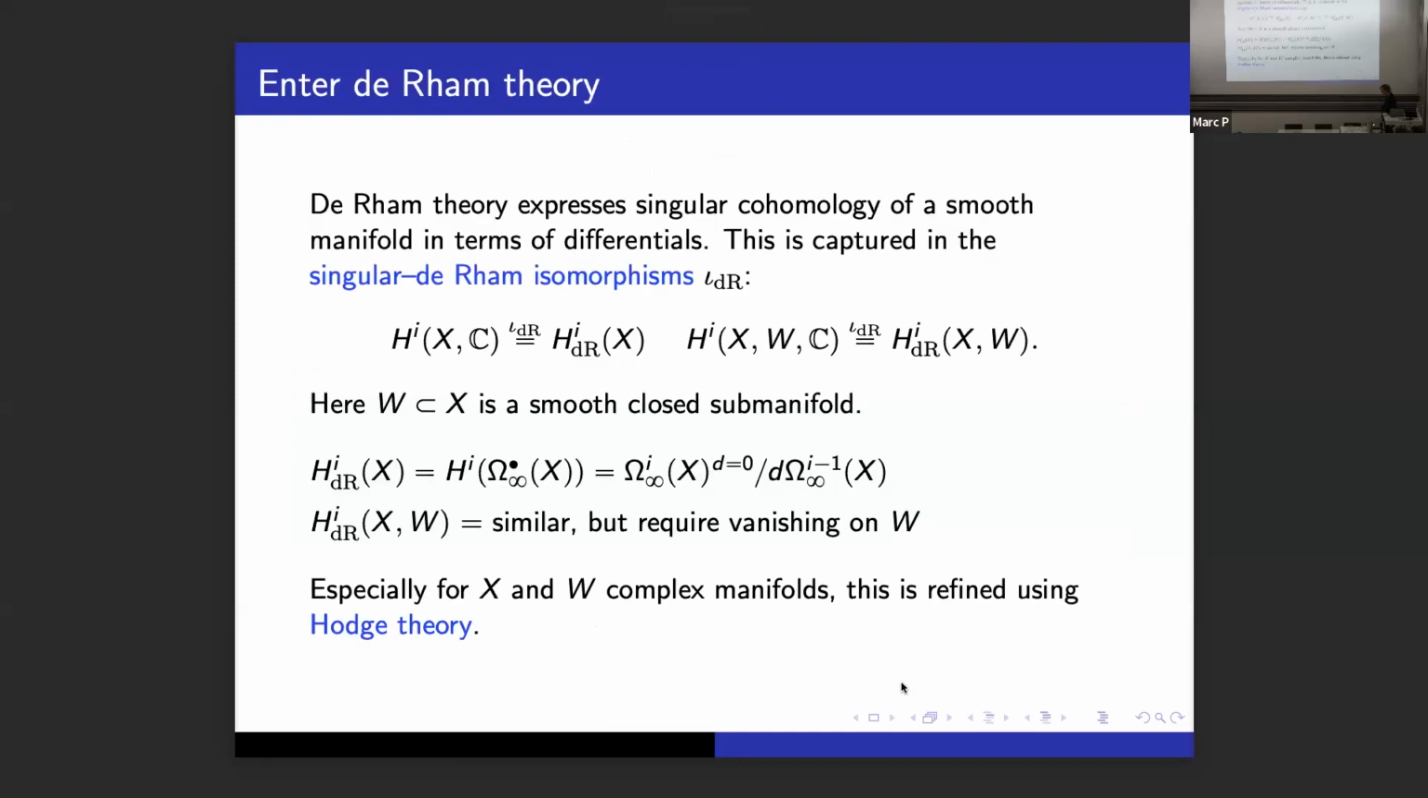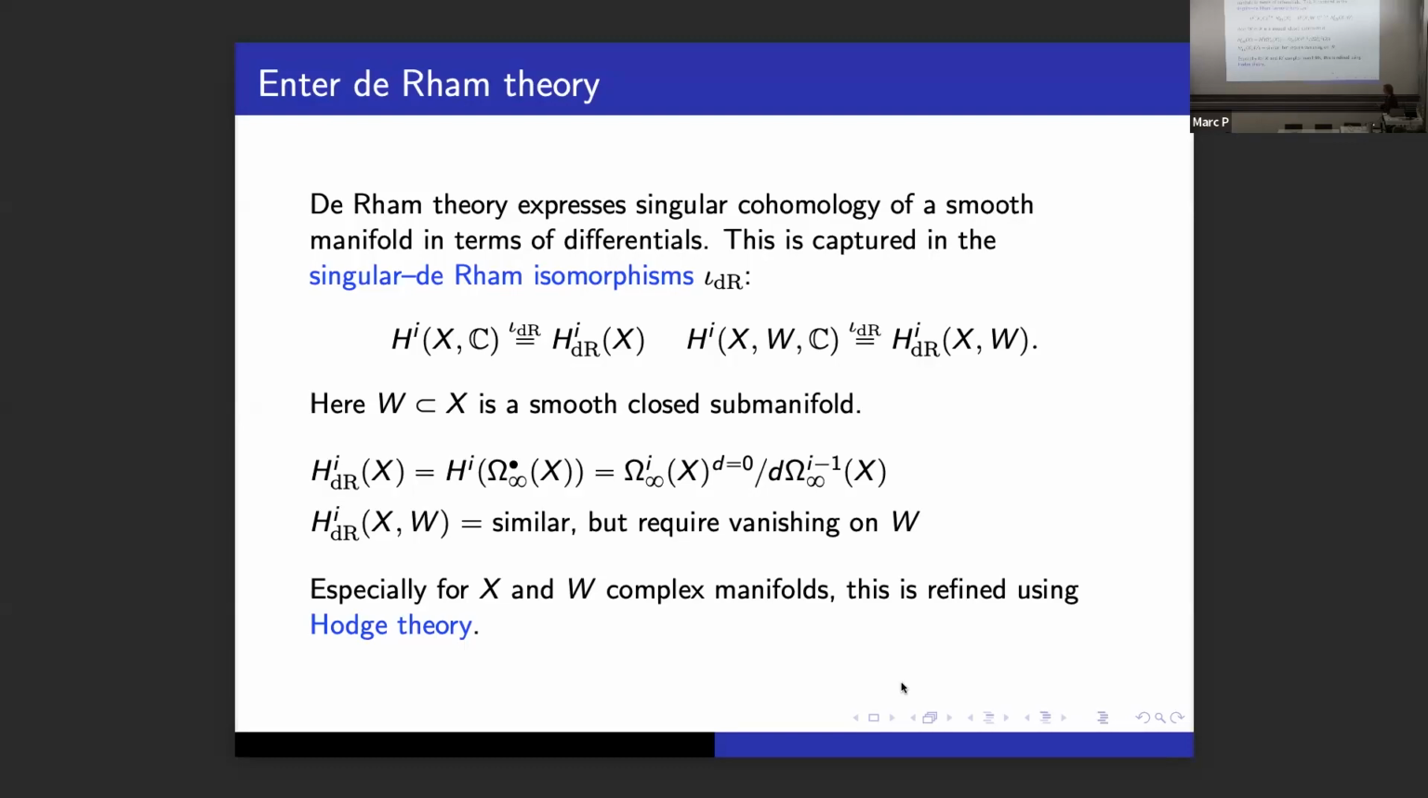So we were talking about singular cohomology, and of course, one of the strengths and virtues of de Rham theory is it allows us to express singular cohomology in terms of differentials. And so if we have a smooth manifold, we have the singular de Rham isomorphisms that compare in a very functorial way the singular cohomology, at least with coefficients in C, with the smooth de Rham cohomology. And that works fine also for relative cohomology. And very explicitly, de Rham cohomology is just computed by the smooth de Rham complex. I'm assuming all my manifolds are smooth.